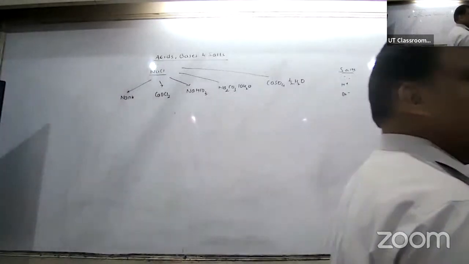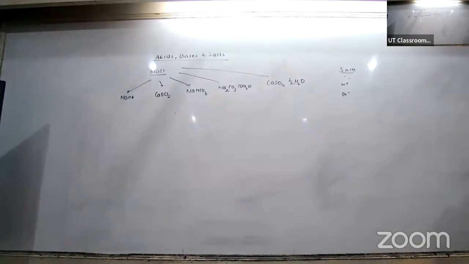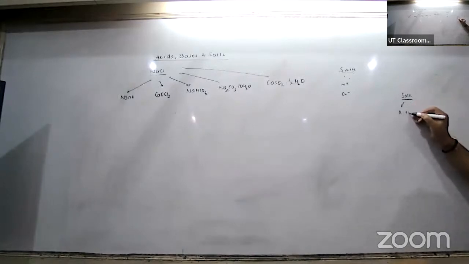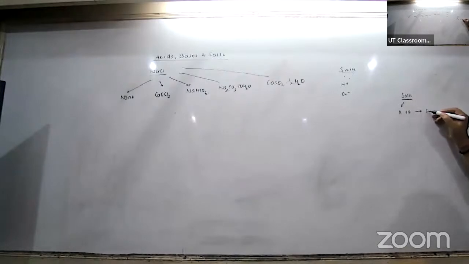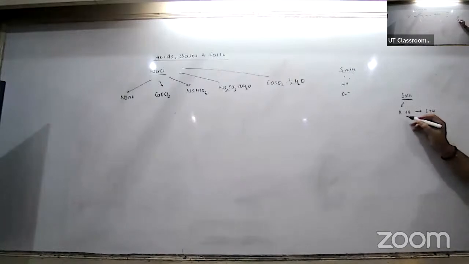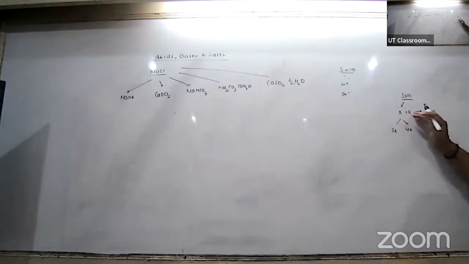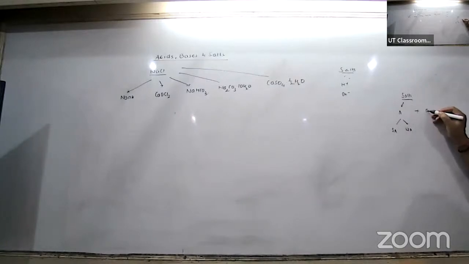Now let me tell you one thing. One more important classification we should know. Salts are classified on the basis of, now what are salts basically? Salts are a combination of what? Acids and bases. Because any acid when it reacts with a base produces salt and water. I told you this last time. Now we know very well acids are of 2 types, strong acid and weak acid. Then bases also are of 2 types, strong base and weak base. Yes or no?